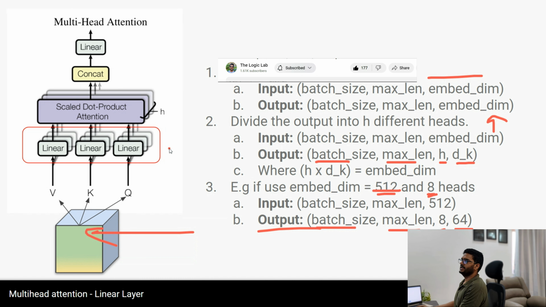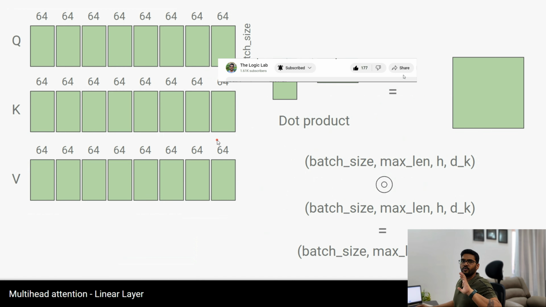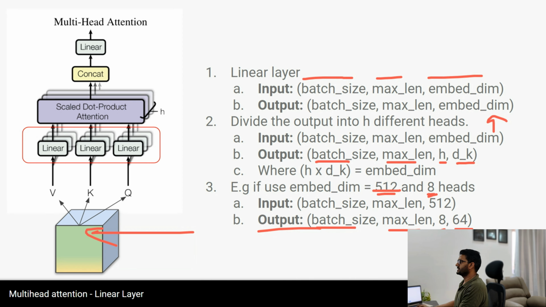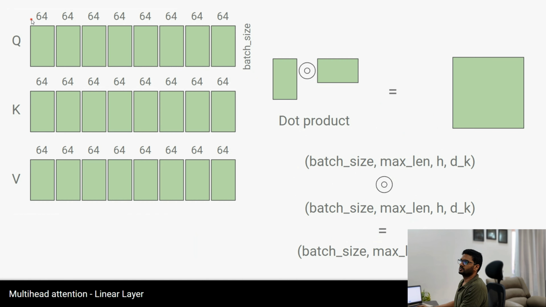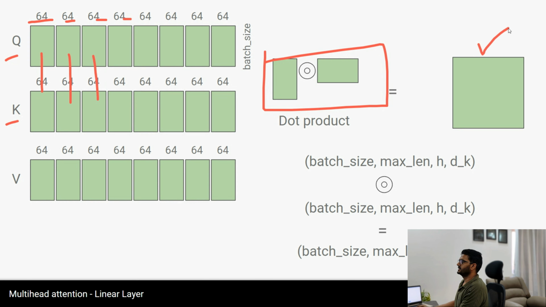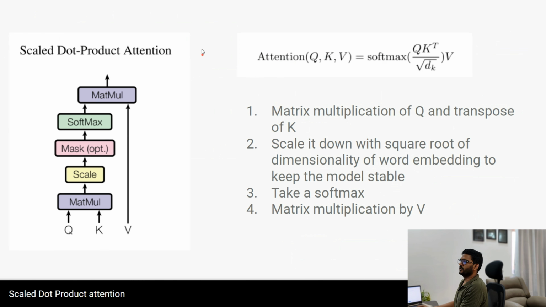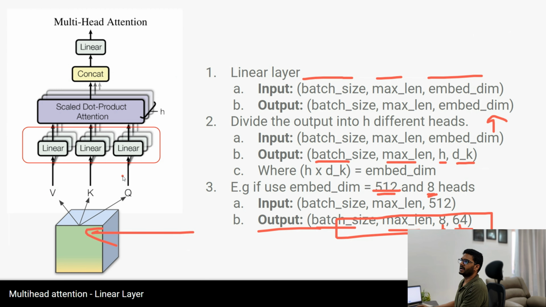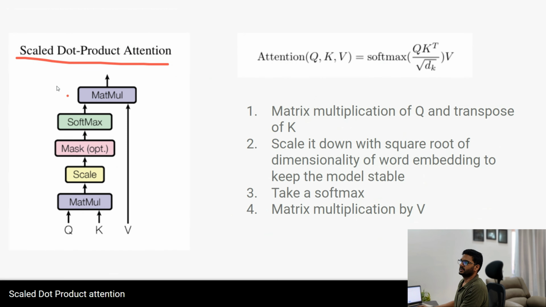Perfect. From here, we will do scaled dot product attention, which is very simple, don't worry about it. So coming back to this example, we took our matrix, divided it into 8 different matrices of 64 size. So this is what we will do. We will take Q and K, divide it into 8 different matrices, take a dot product of each of them separately. We will get a dot product result, which will be batch size, maximum length, and embedding size. So we multiply this, take a dot product with this one, so we transpose it, and then we get this matrix. And here's the formula for scaled dot product attention. So if I go back, when I zoom in into this, you get that.